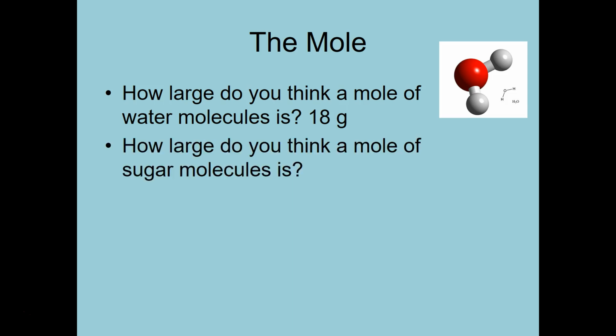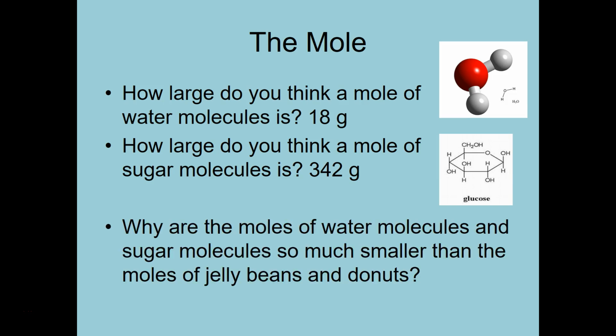How large do you think a mole of sugar molecules is? So let's talk about glucose. C6H12O6. If you do the same thing, go to the periodic table, add it all together, you're going to get 342 grams. So why are the moles of water molecules and sugar molecules so much smaller than the moles of jelly beans and donuts? Because 18 grams and 342 grams aren't really that big at all.